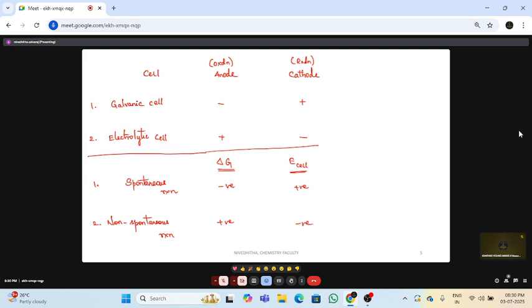Okay, fine. So we are done with the working principle of a Daniel cell, and we have done cell representation, and we learned how to write the overall cell reaction. Fine. Now we're going to get into another very important concept, electrode potential.